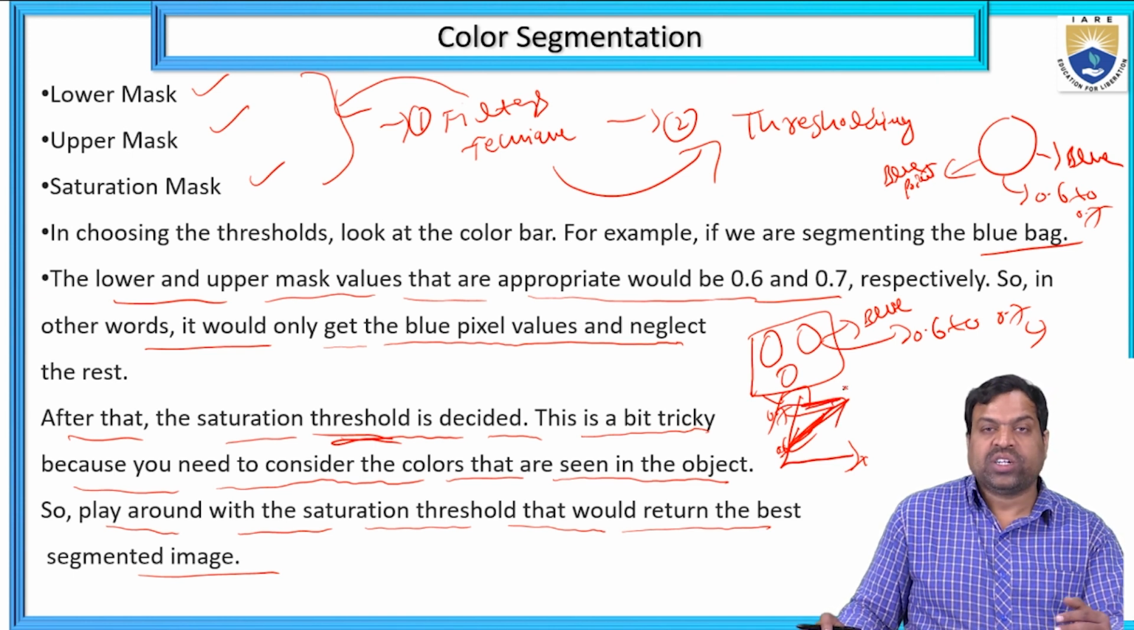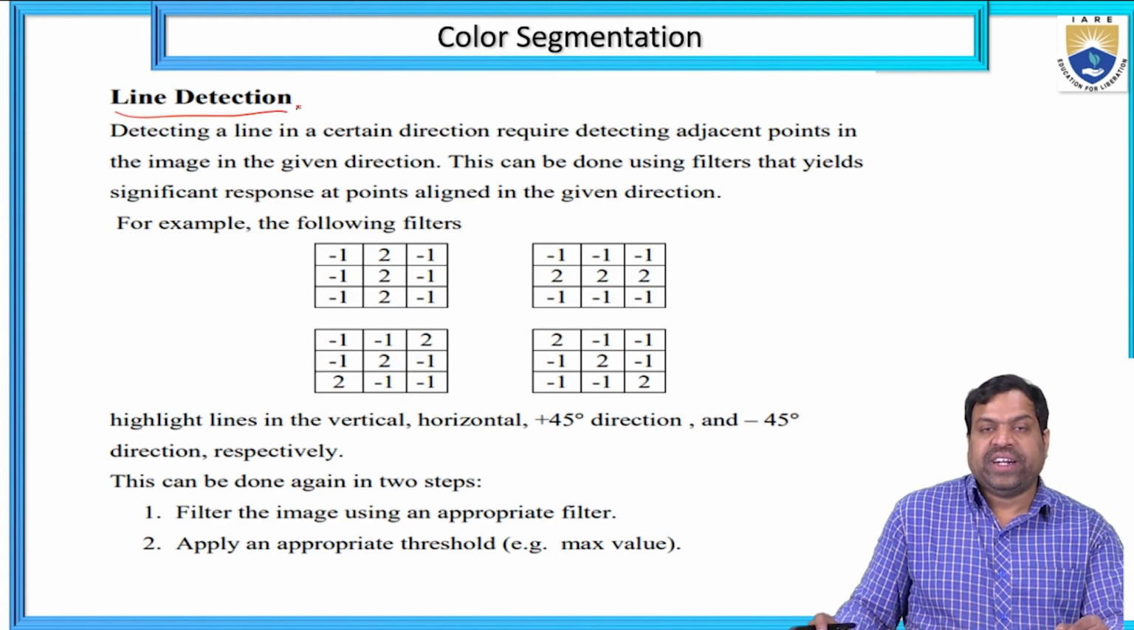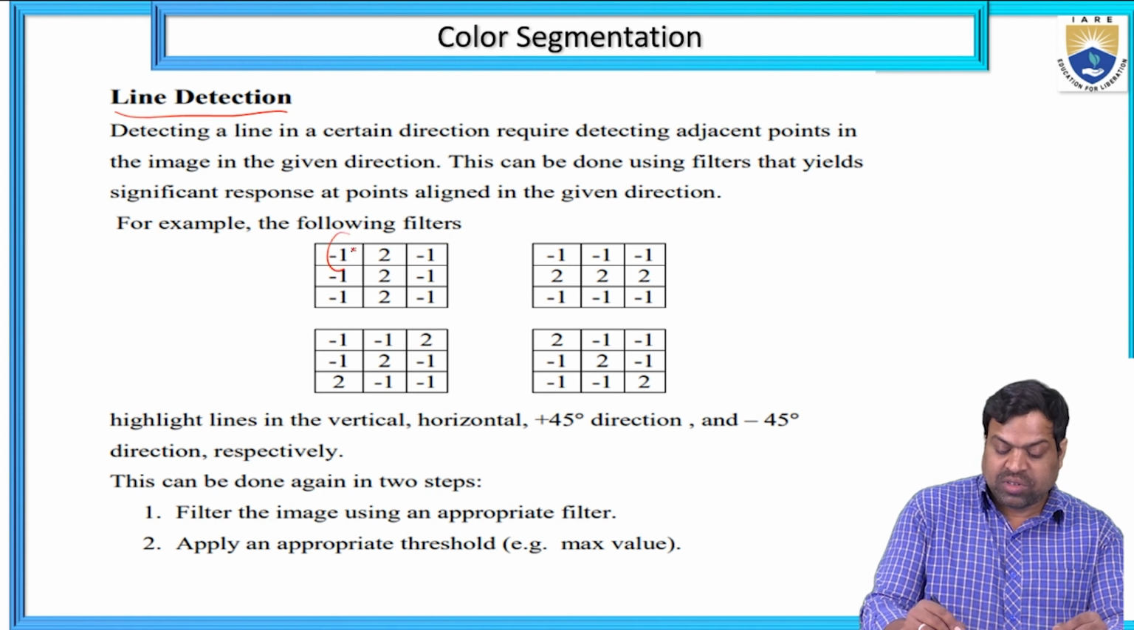So that is about the types of masks used in the filtering technique for identifying the thresholding of the image segmentation. Another important one is line detection. Line detection in a certain direction requires detecting adjacent points in the image in the given direction. This can be done using filters that yield a significant response at points aligned in the given direction. For example, I am taking here -1, 2, -1, -1, 2, -1, -1, 2, -1. These are all masks, and it is a matrix.